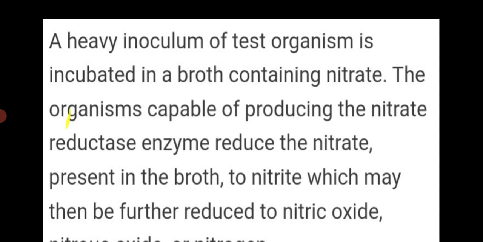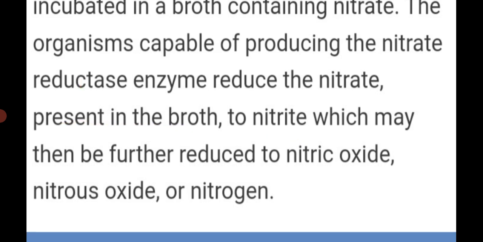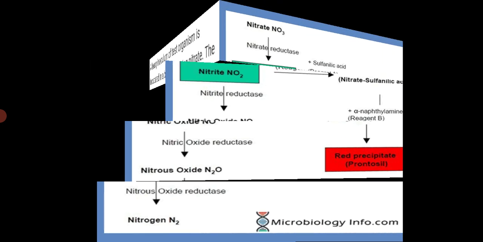To perform this test, a heavy inoculum of the test organism is inoculated in a broth containing nitrate, for example peptone nitrate broth. The organism capable of producing nitrate reductase enzyme reduces the nitrate present in the broth to nitrite, which may further be reduced to nitric oxide, nitrous oxide, or nitrogen.